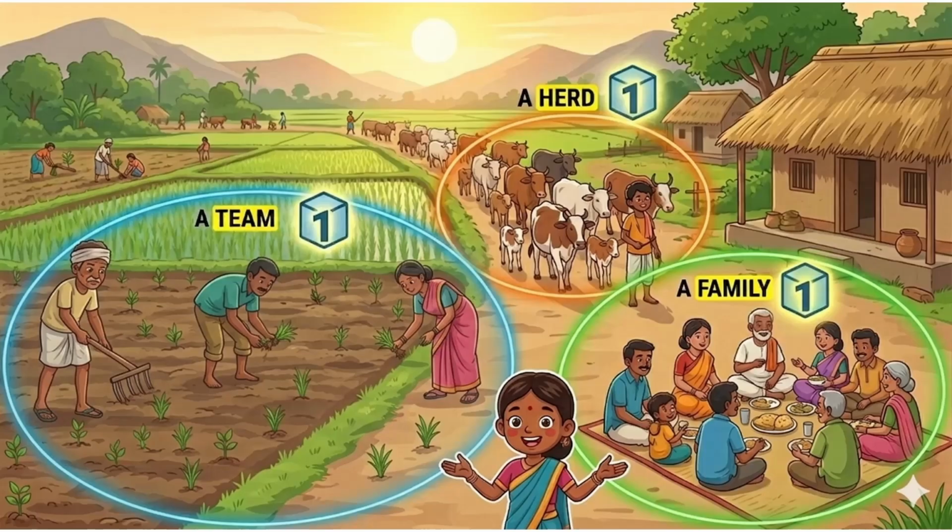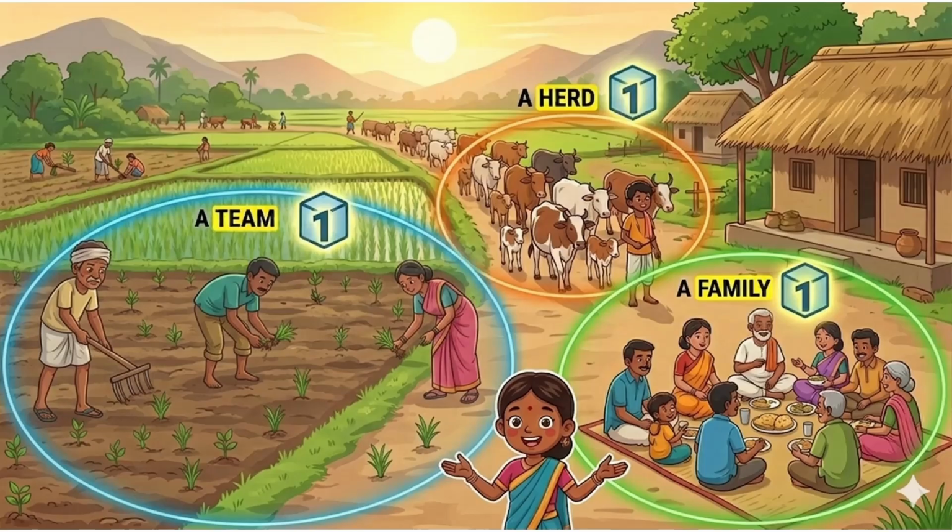Sheetal went to her village. She saw a team of farmers is working in the field. A herd of cows is moving slowly. A family is sitting together for dinner. She did not count each person or animal. She used one word to describe the whole group. That is how we use collective nouns in real life.